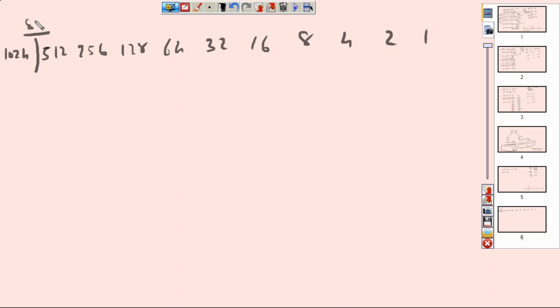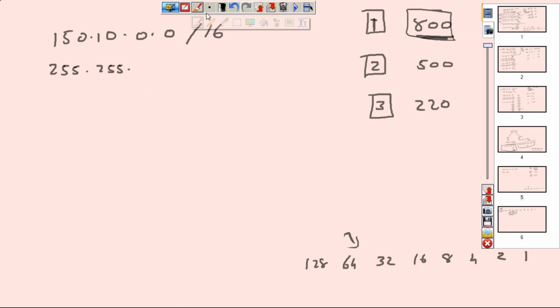Our 800 is somewhere here. Yes. We know we need 10 bits to reach a network of this size. Yes. Right. Now let's go back. We already got that answer. 10 bits is what we need.